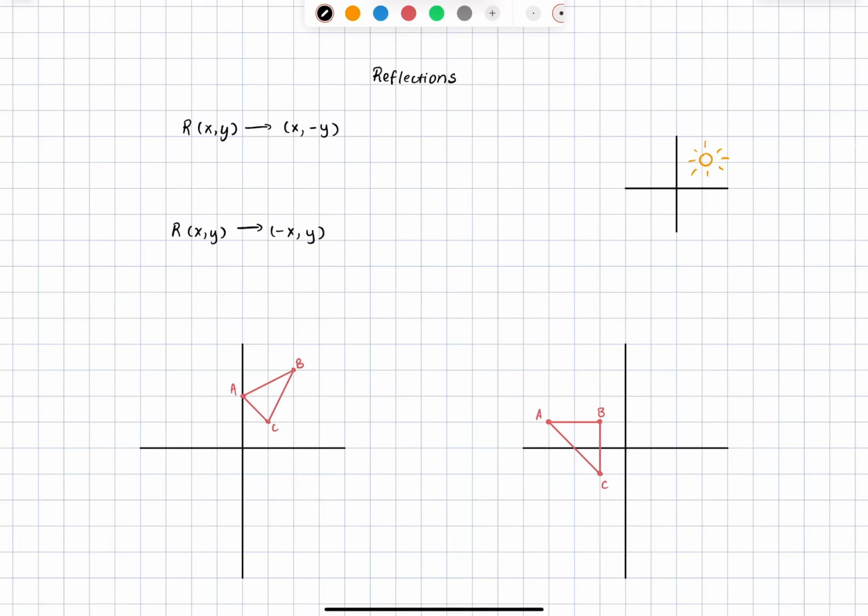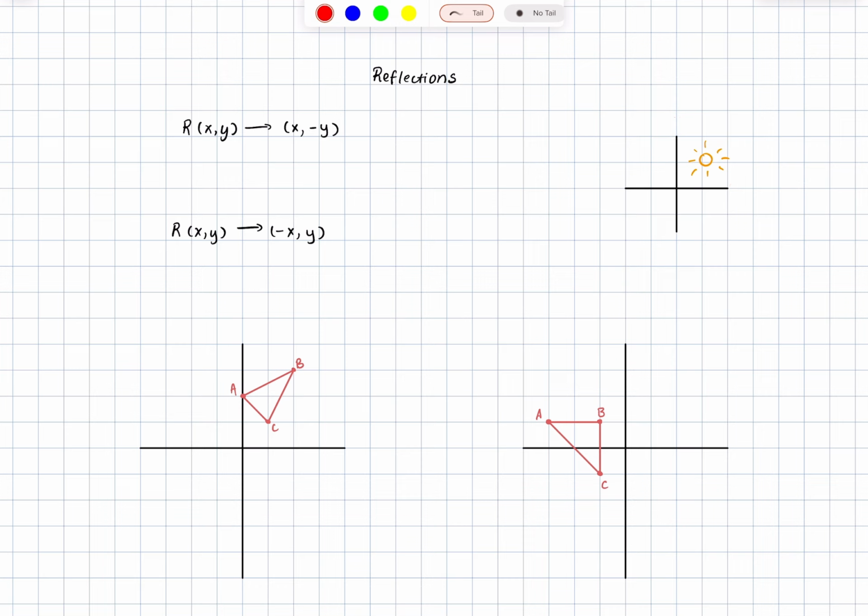Hey guys, in this video we're going to be talking about reflections. So we have this format here, R, which stands for reflection, to indicate that the shape on our graph or the points are going to be reflected over either the y or the x-axis.